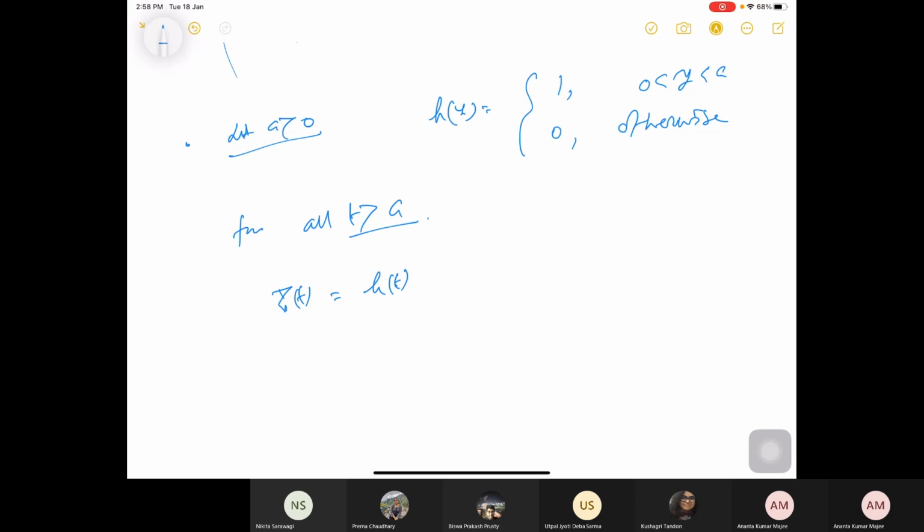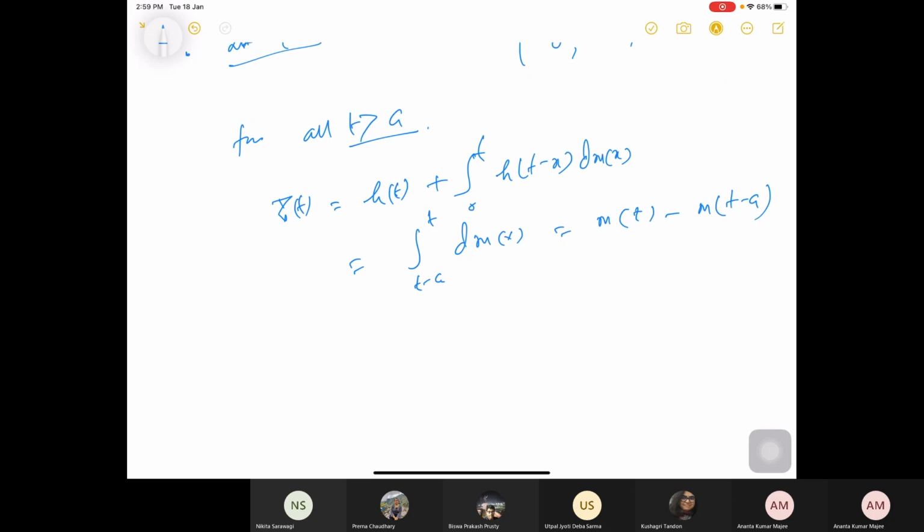So if you try to write down that part, what I have is that Z(t), which is the solution to your renewal equation, is given by h(t) plus the integral from 0 to t of h(t minus x) dm(x), is it not? And if you try to write down what it is, because t is greater than a, this should be the integral from t minus a to t of dm(x), and this is nothing but m(t) minus m(t minus a), is it not?